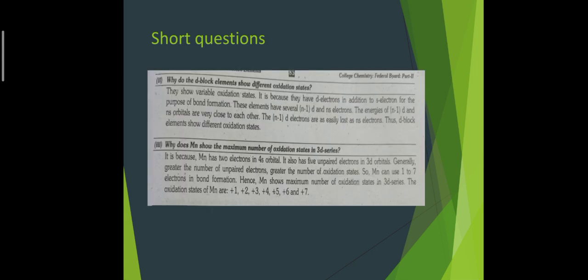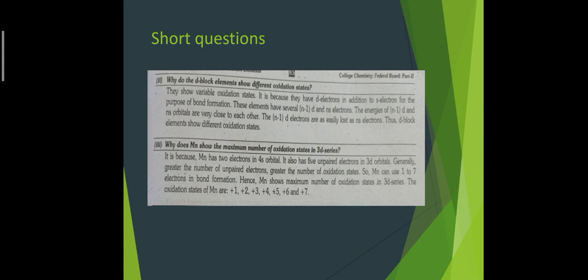Next question is, why do D block elements show variable oxidation states or different oxidation states? They show variable oxidation states because in addition to the S electrons for the bonding, they use D electrons in the bond formation, and they have several N-1 D electrons and Ns electrons. The energies of the N-1 D and Ns orbitals are very close to each other, and the N-1 D electrons are easily lost like Ns electrons. Thus, D block elements show different oxidation states.